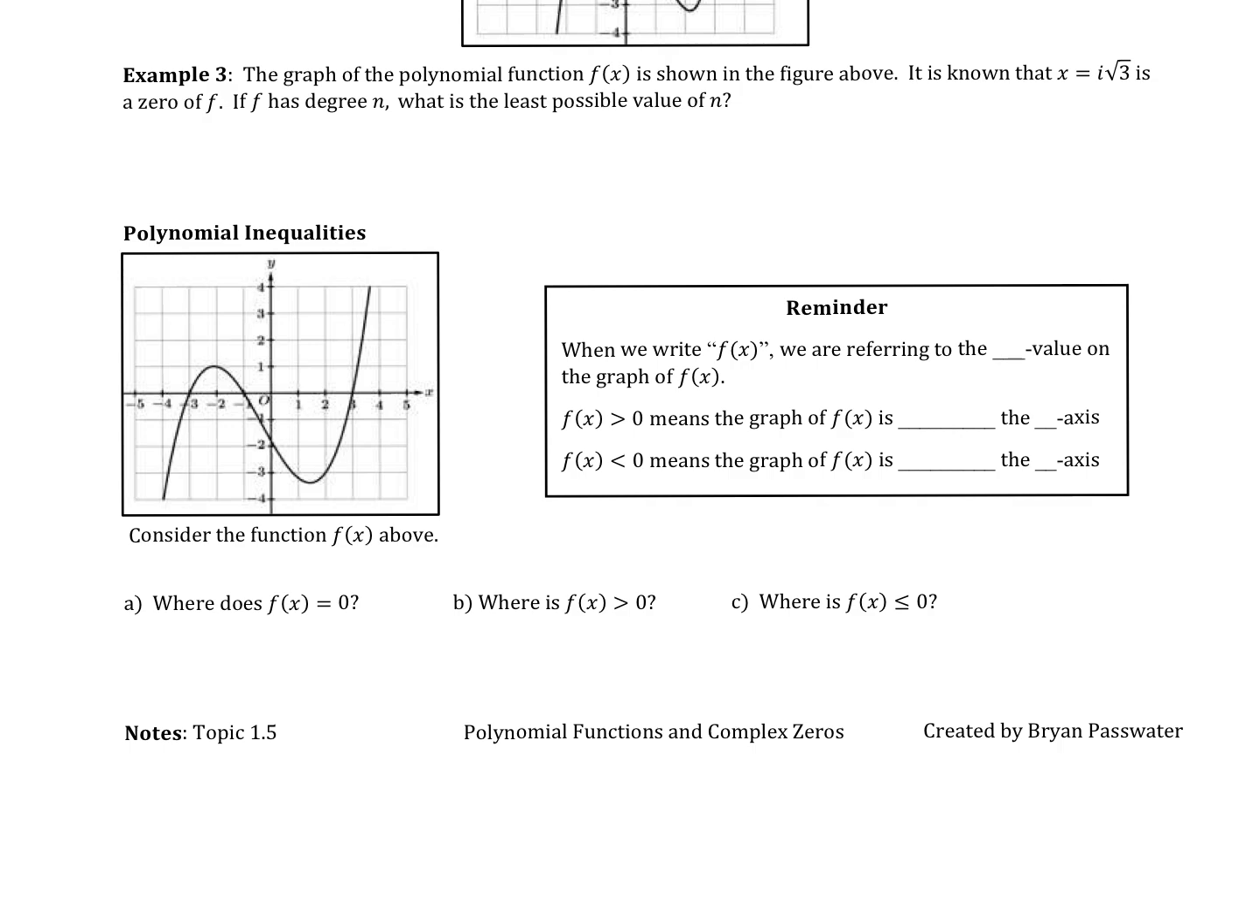1.5 polynomial inequalities. So when we write f of x, we're referring to what value? The y value, exactly. They're somewhat synonymous with each other. It's just different notation thanks to Euler. And then it's on the graph of f of x. All right. And so f of x being greater than 0 means that f of x is what?